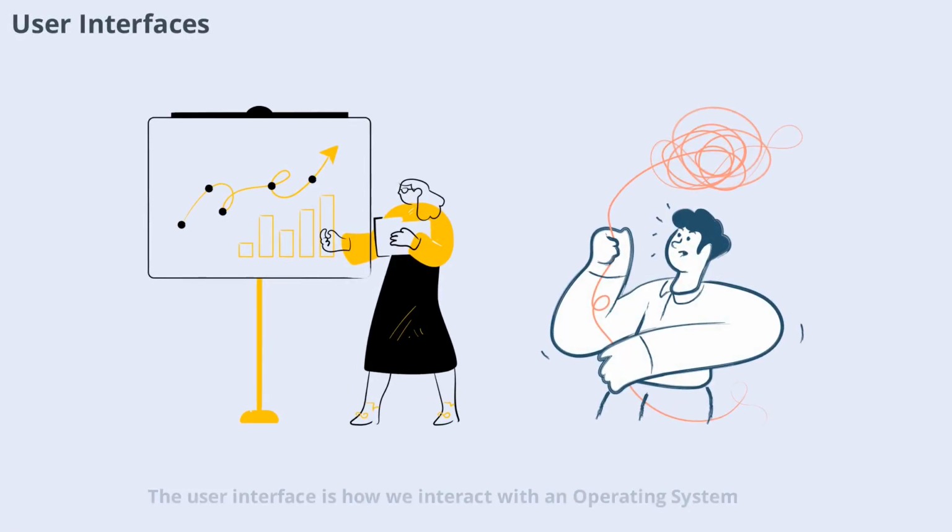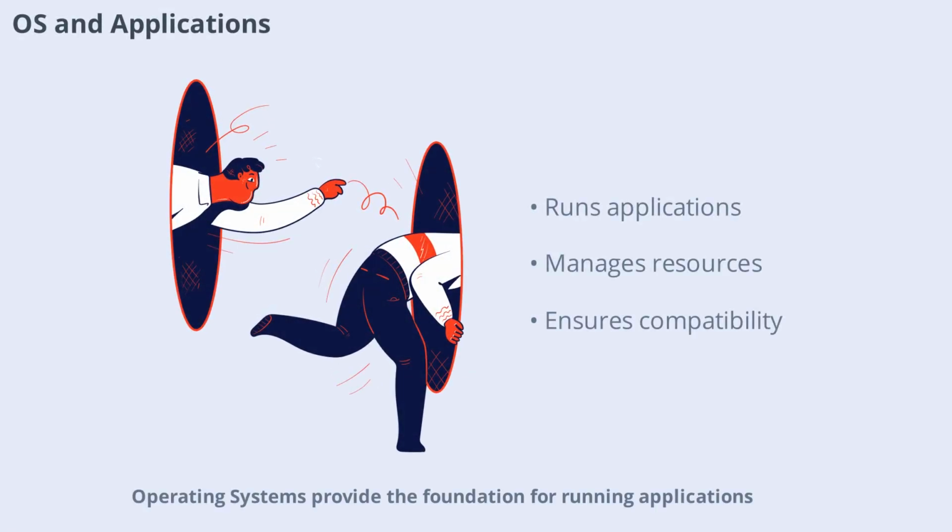The user interface is how we interact with an operating system. Some OSs use graphical interfaces with windows and icons, while others rely on command line input. The design of the interface can greatly affect how easy or difficult it is to use the system. Operating systems provide the foundation for running applications. Whether you're browsing the web, editing documents, or playing games, the OS manages resources and ensures that each app works properly.